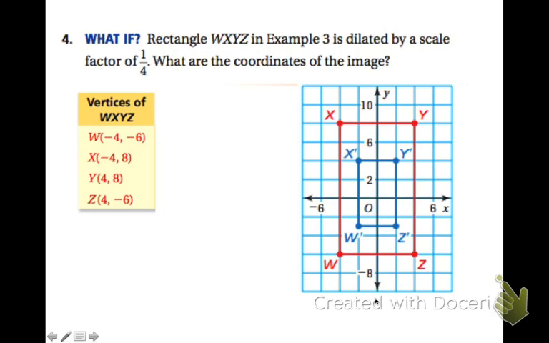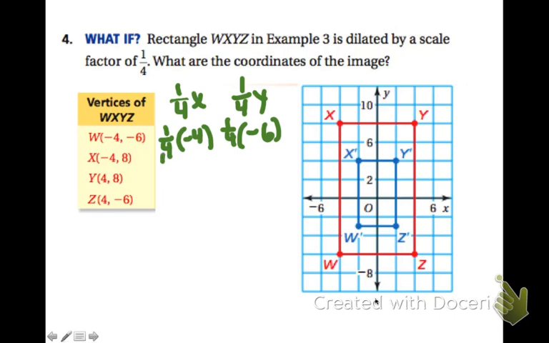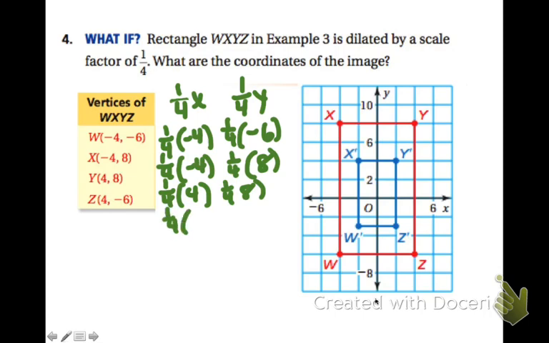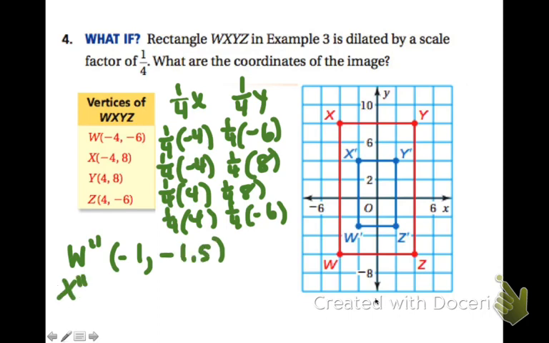So in this one, we want to multiply everything by 1/4. So 1/4 of -4 and 1/4 of -6. And then 1/4 of 8, 1/4 of 4, and 1/4 of 8, and 1/4 of 4, and 1/4 of -6. And I'll give it the double notation again. So 1/4 times a -4, it's like dividing by 4, is a -1. -6 divided by 4 is -1.5. Eight divided by 4 is 2.